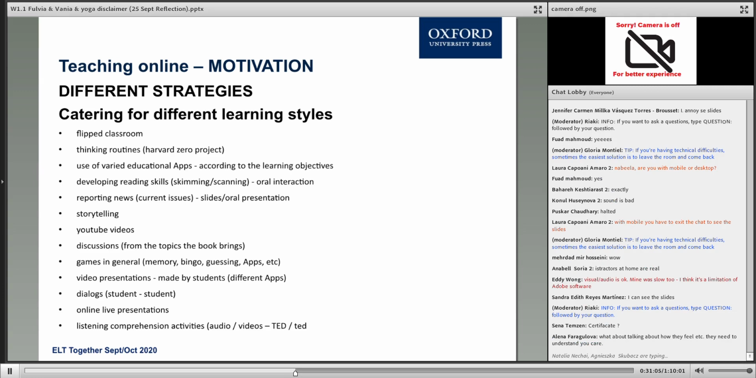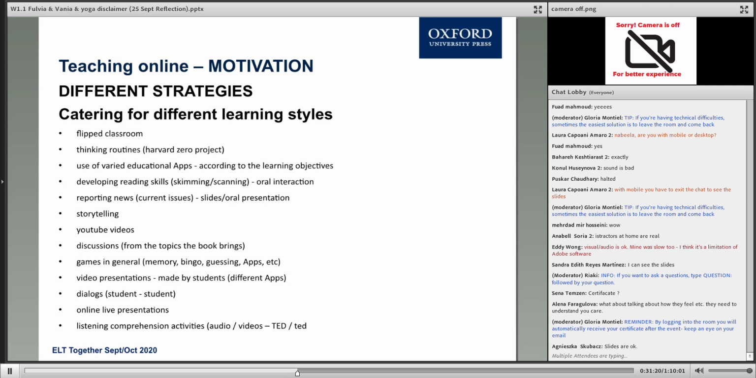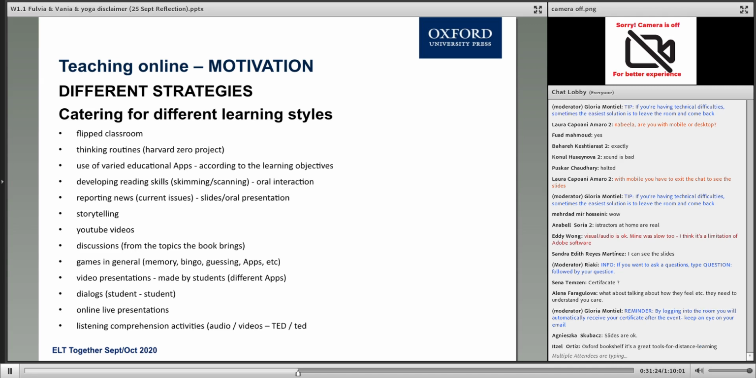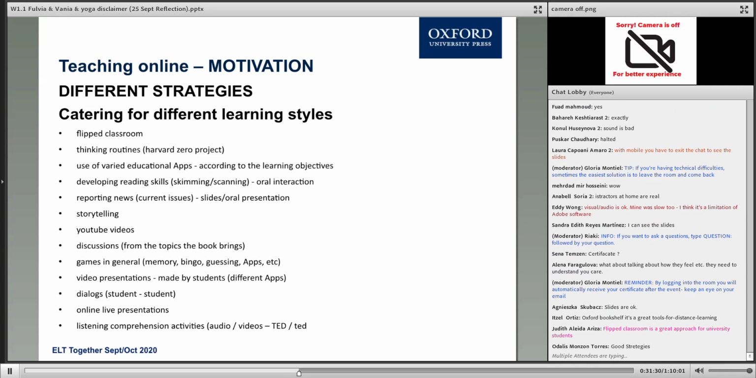Thinking routines, you might know also from the education school of Harvard, the Zero Project. They've worked a lot on these thinking routines, how to make the thinking visible. And we've tried to apply that in the remote mode, and it has worked out pretty well. I'll give you an example after this slide. Lots of varied educational apps.